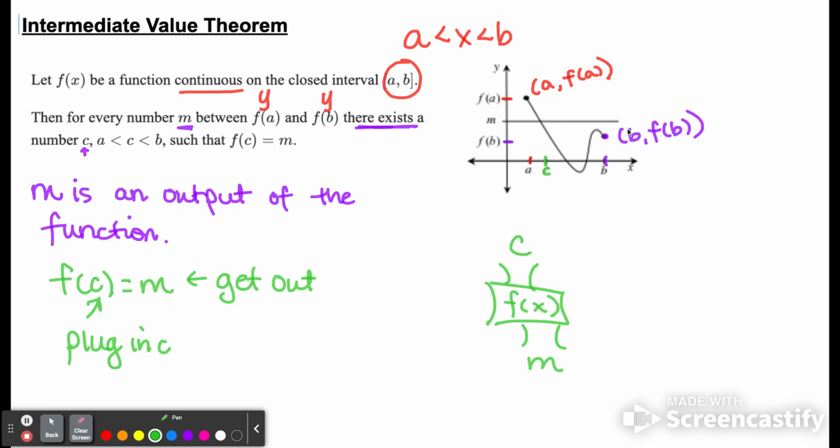Okay, and what that's saying in layman's terms of the intermediate value theorem is that you can't skip any. If the function is continuous on an interval, then none of those values get skipped. You can't just skip over a value if the function is continuous. If the function is here, and then at the end of its continuous interval is here, then every single y value gets hit between those two y values that are the output of the function.